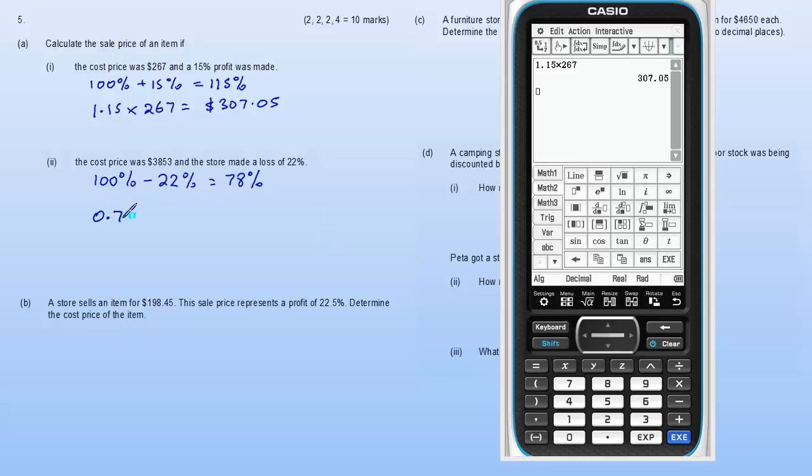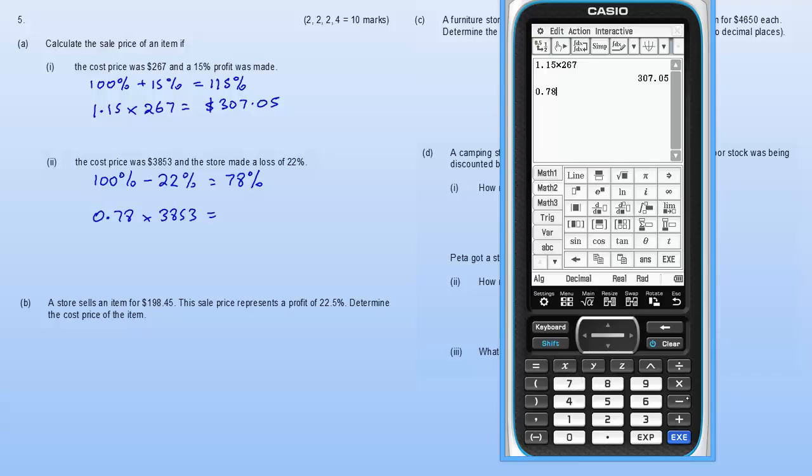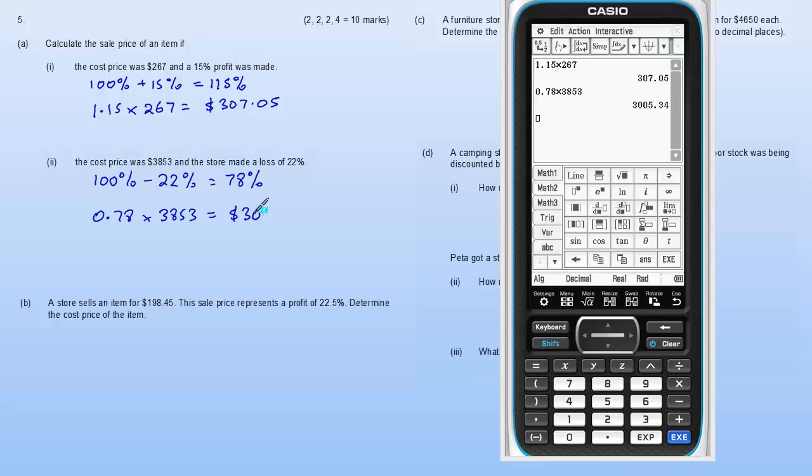So 0.78 multiplied by the 3853, so 0.78 multiplied by 3853, that gives me $3,005.34.